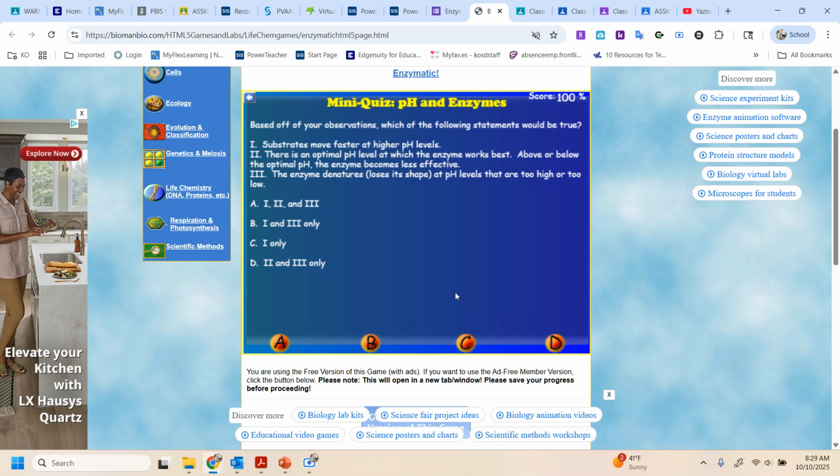Statement 1. No, the pH level didn't affect how fast the substrates are moving. It did affect how well the enzyme was working. It says there's an optimal pH level at which the enzyme works best. Above or below that, it's going to become less effective. That is true. Is it true that the enzyme denatures or loses its shape at pH levels that are too high or too low? Yes, that is also true. So statement 2 and 3 are correct.